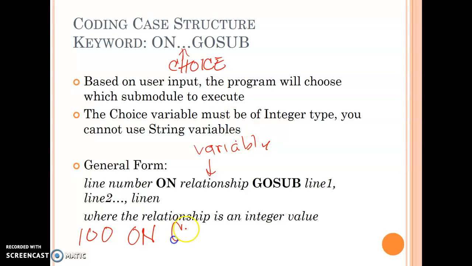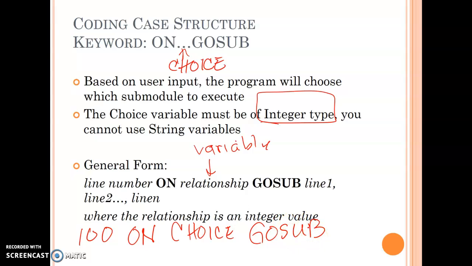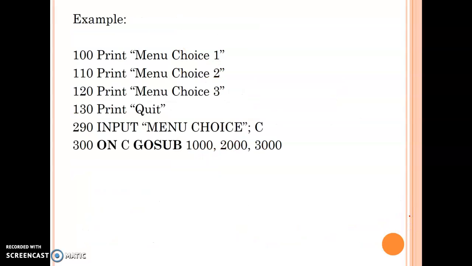The relationship is a variable. I can use the word choice. I can use anything I want as long as it's of an integer type. It has to be numerical, meaning it has to be a number. It will go sub, meaning it will go to a submodule, and then in this case we're going to have a whole set of lines, based on what are the possibilities that it can go to.